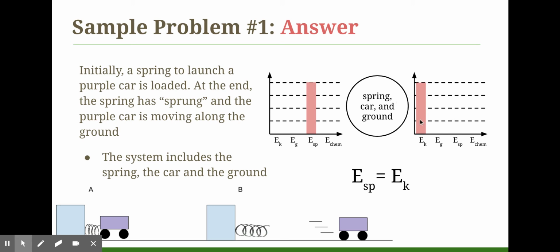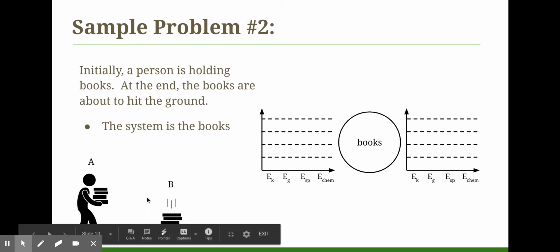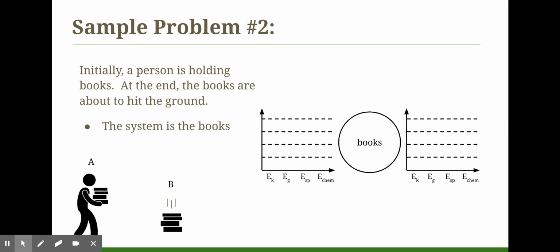At the end, we have the same total amount of energy, 4 divisions. So just remember the first law of thermodynamics. If we look at the second example, the person is holding the books, then they're going to drop the books. So we'll say at the end, the books are about to hit the ground.